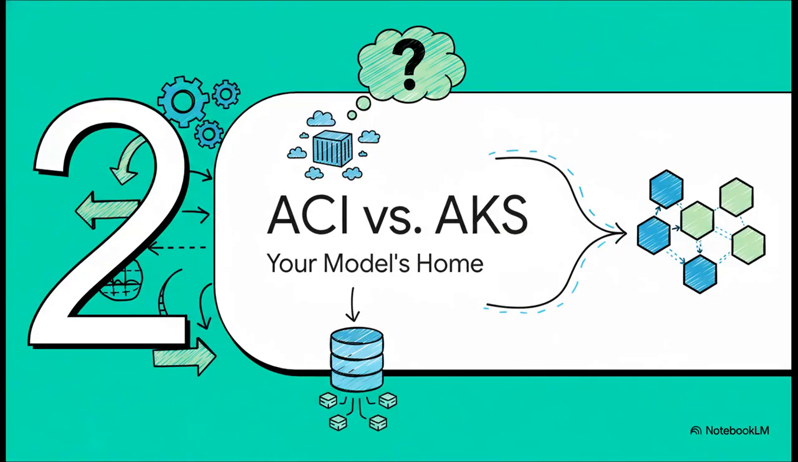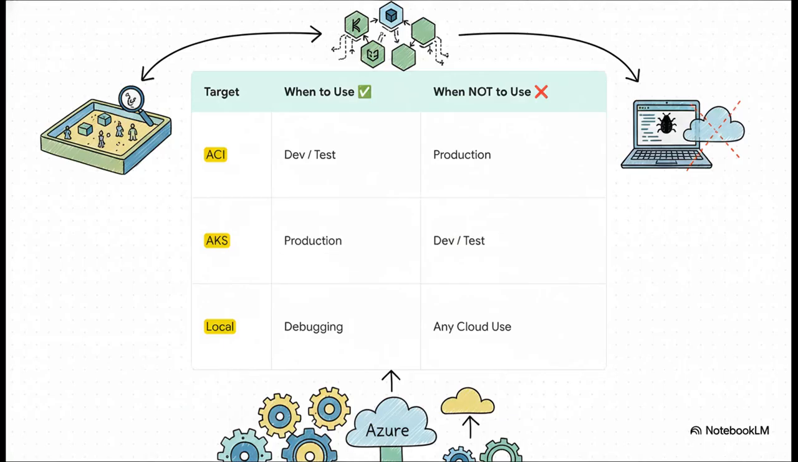Okay, so we've covered the what. Let's talk about the where. Let's say you've decided to go the real-time route. Now you've got another big choice to make. Where is this API for your model actually going to live? This is all about picking the right home, the right compute target for the job. And honestly, this table right here, this is your cheat sheet. It lays out your options perfectly.